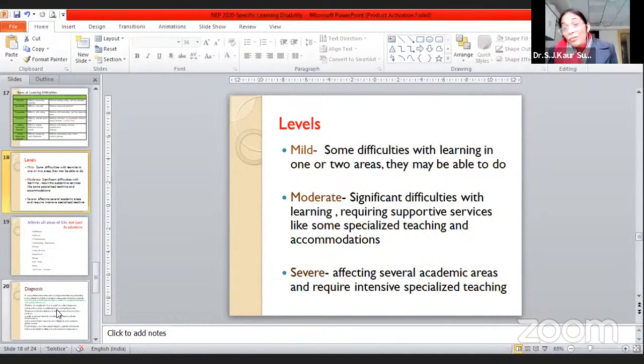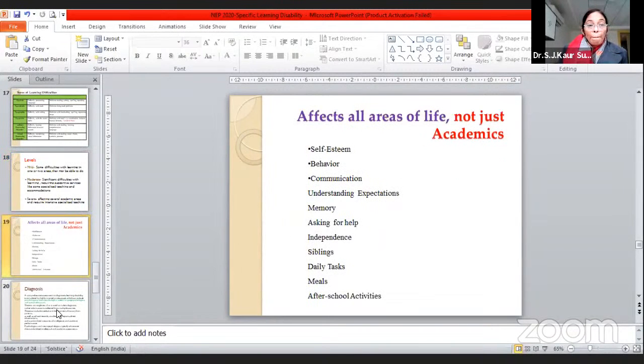Then there is severe. In severe, intensive specialized teaching चाहिए, IEP, individualized education planning, though it is required in moderate also, in mild also, but in severe cases, we have to go into detail for each and everything to adjust the child in the school system. Now, next is, it doesn't affect the academics only.